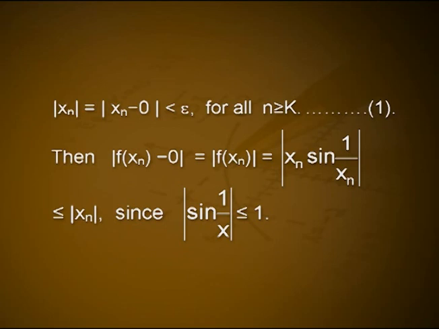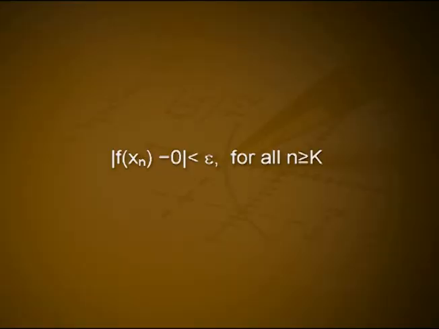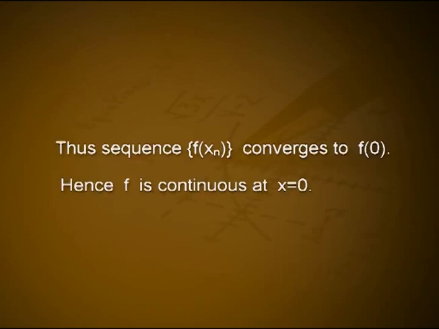Then absolute value of f of xn minus 0, which is equal to absolute value of f of xn, equals absolute value of xn times sine 1 by xn, which is less than or equal to absolute value of xn, since absolute value of sine 1 by x is less than or equal to 1. So, from step 1, it follows that absolute value of f of xn minus 0 is less than epsilon for all n greater than or equal to k. Thus, the sequence f of xn converges to f of 0. Hence, f is continuous at x equal to 0.